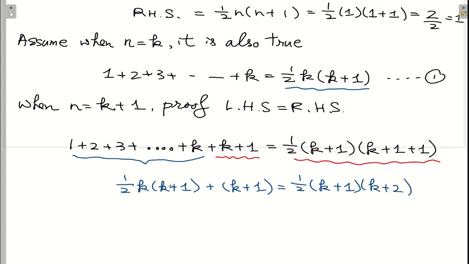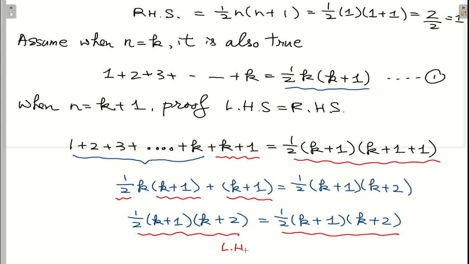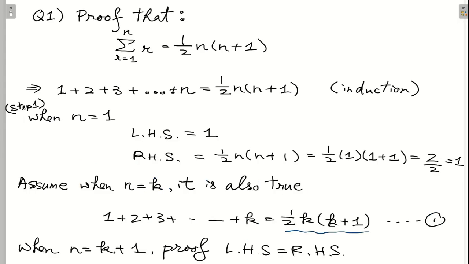And we can see a common factor of k plus 1 here. So we take out the k plus 1 and the half. The first term will remain k, and the second term we have to multiply by 2 in order to divide by 2, so we have this one is 2. So you can see now the left-hand side is equal to the right-hand side. It's proved. And this is the way we do the proof by induction. I will give you another example to let you become familiar with proof by induction.